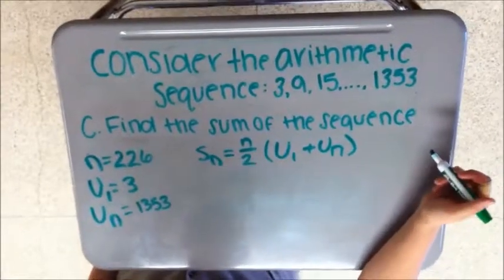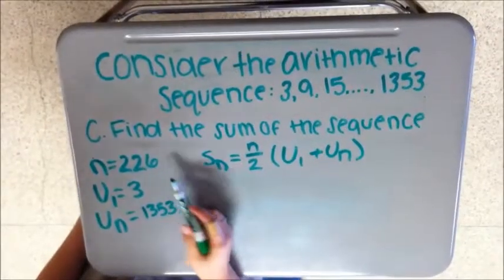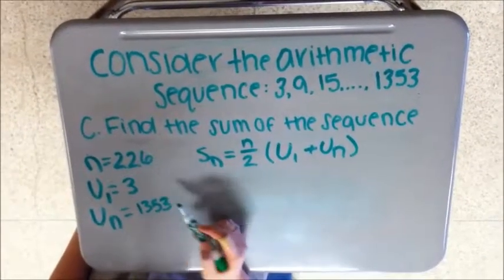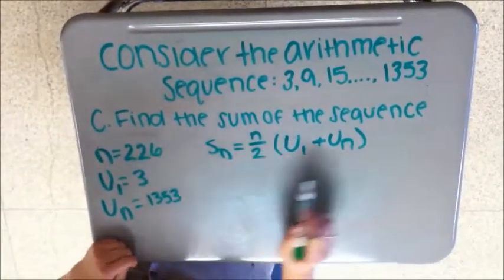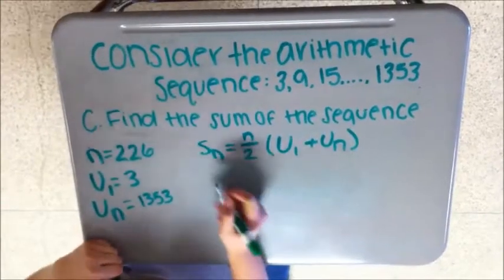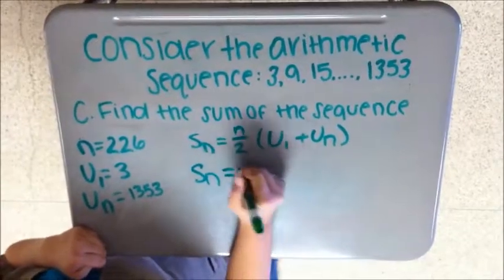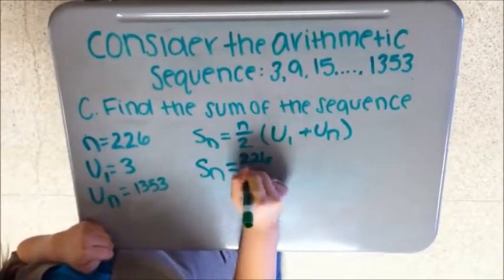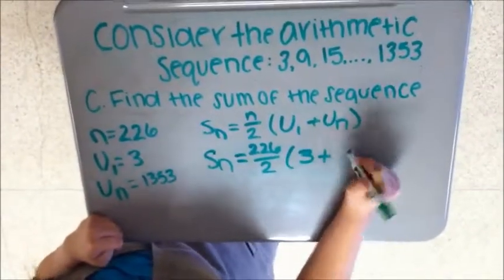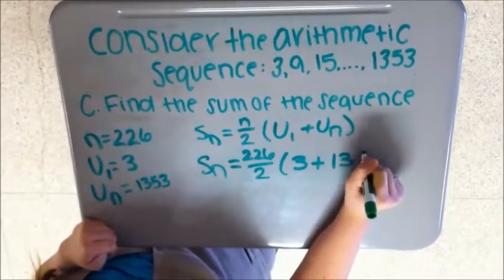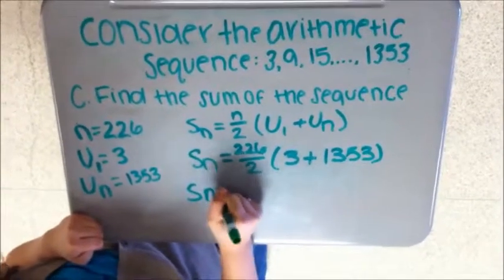For part C, it says find the sum of the sequence. So from the last part, we found that n is equal to 226. We know u sub 1 is 3, and we know u sub n is 1353. So really all we have to do is plug it into this equation to find the sum of the sequence. We know n is 226. Put that over 2. Then we know u sub 1 is 3, and we add that to 1353.